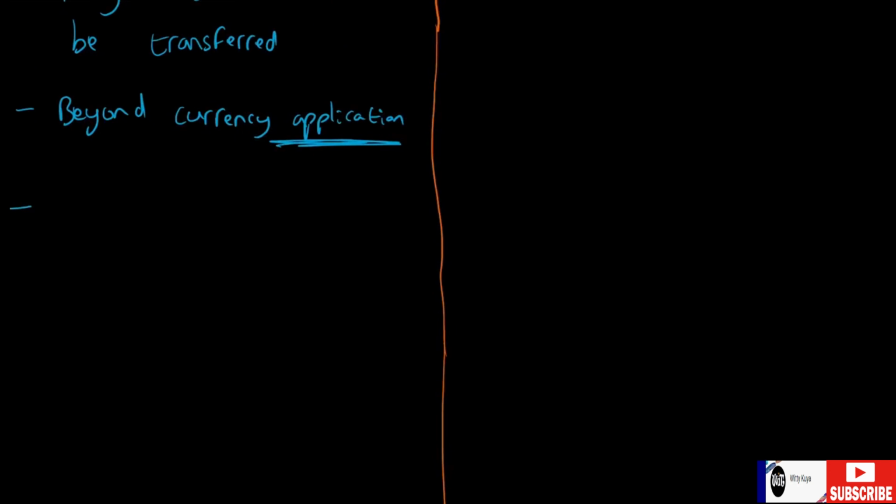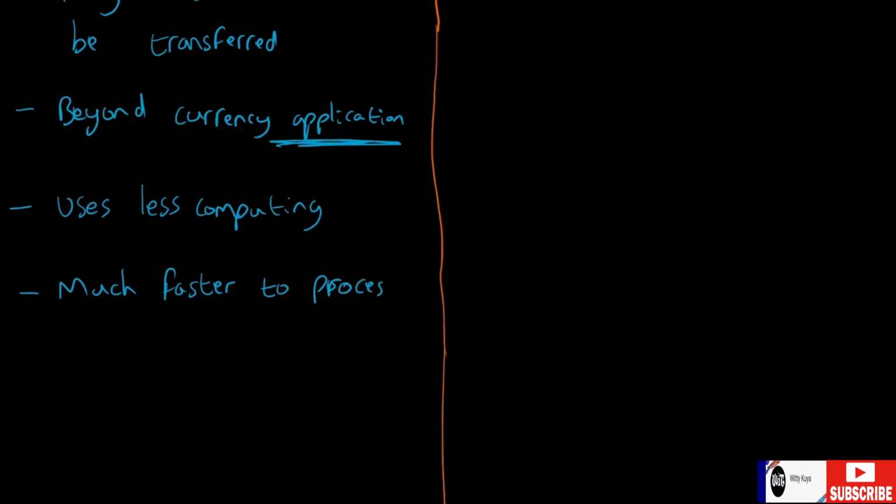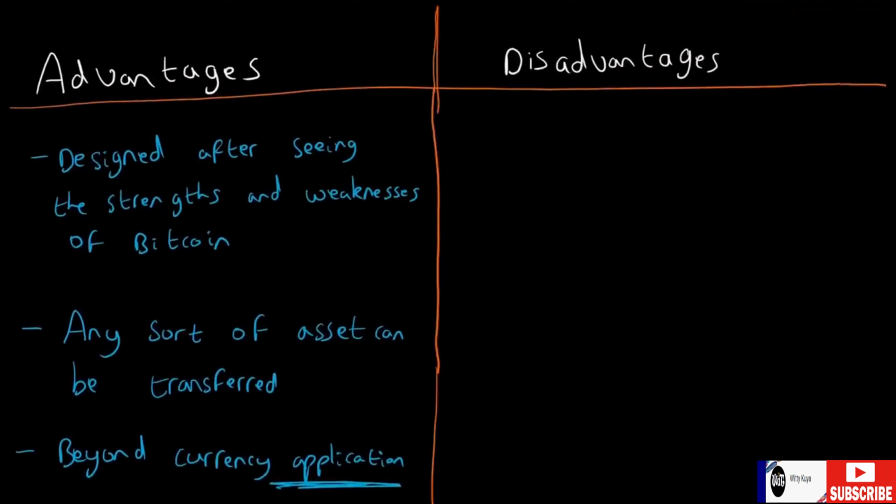Another major advantage is it uses less computing power. It's much faster to process transactions, a few seconds usually, which is obviously a big deal. So those are the advantages of Ripple. So what about the disadvantages?